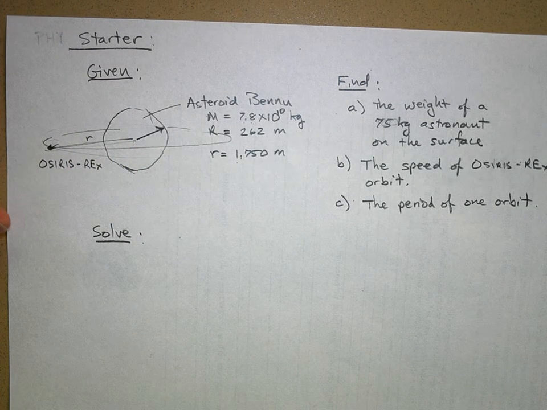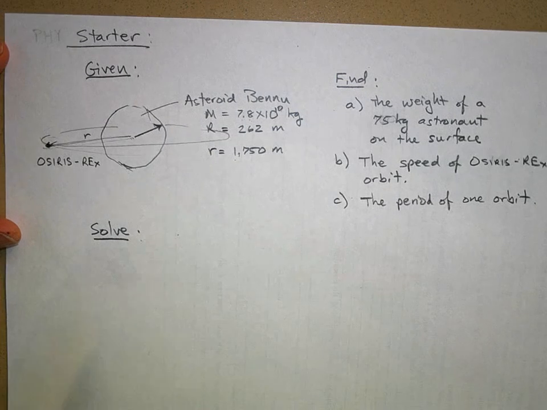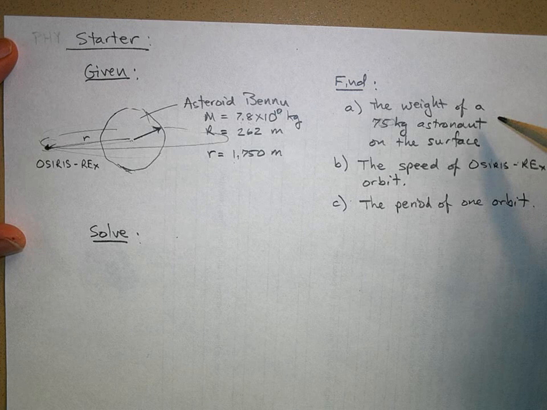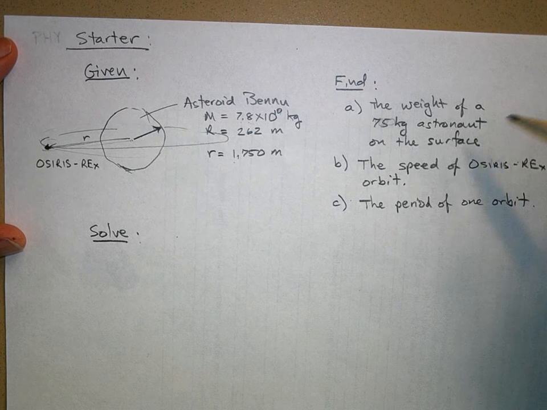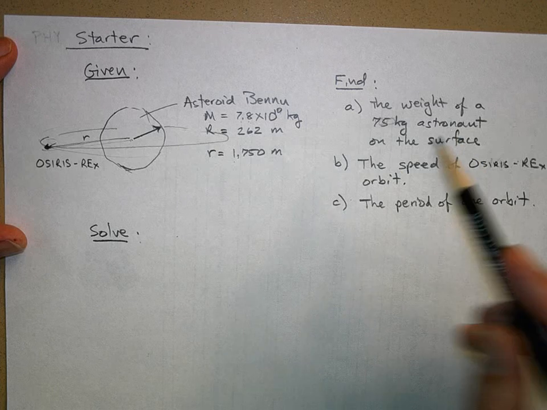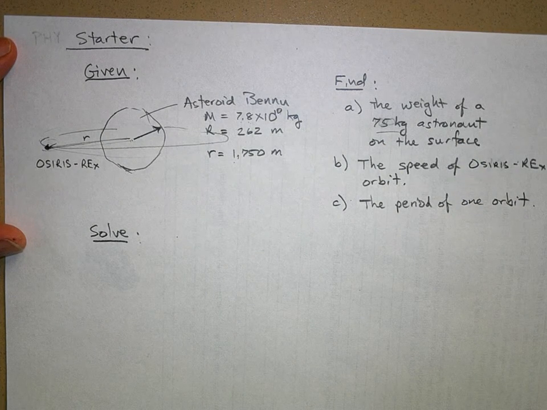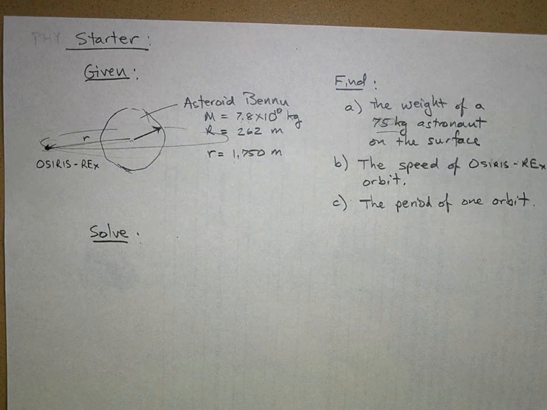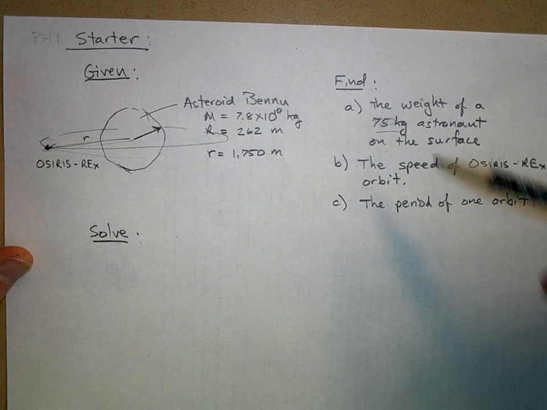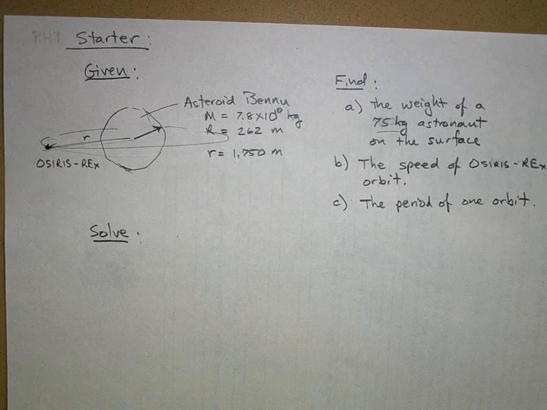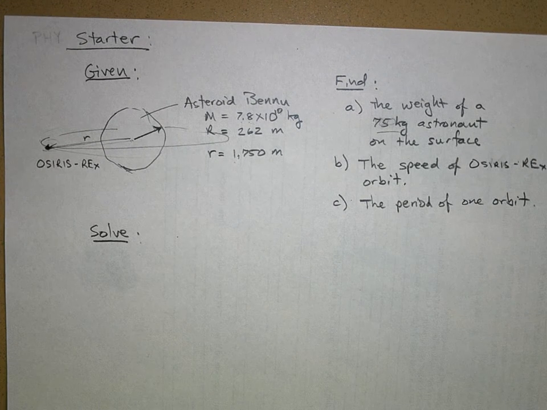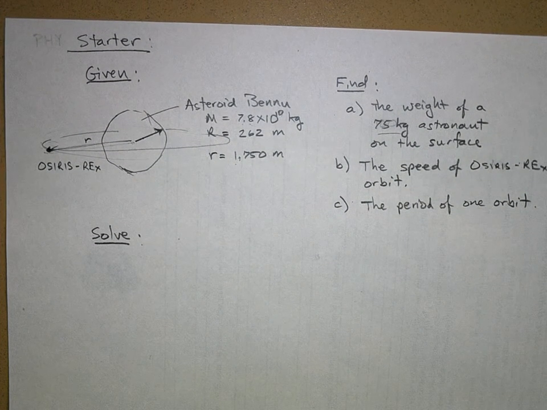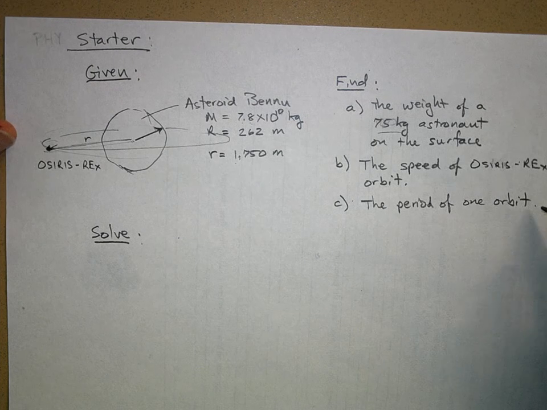So we want to know, for this very small asteroid, how much would an astronaut weigh if they were standing on the surface? And just assume a 75 kilogram astronaut. Now, an astronaut would probably also have a big spacesuit on, which would at least double their weight, probably. But we'll just say, how much would they weigh standing on the asteroid compared to, like, the Earth or something. Then we want to know, what is the speed of the Osiris-Rex orbit? And what is the period of one orbit?